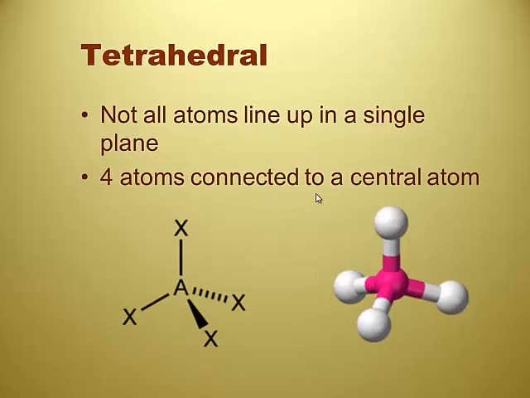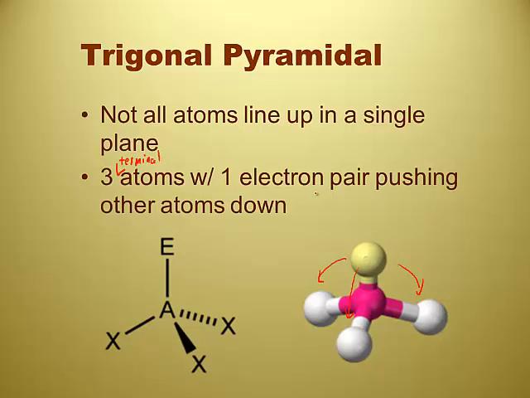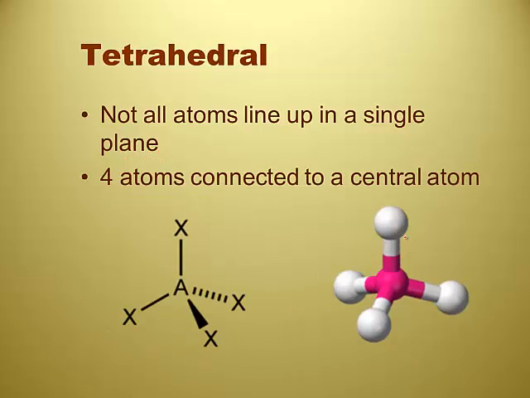Tetrahedral looks a lot like trigonal pyramidal, doesn't it? The ball and stick does, except for the coloring. So instead of having a lone pair, tetrahedral has 4 atoms around this central atom. They definitely don't all line up in a single plane. So 4 atoms connect to the central atom.